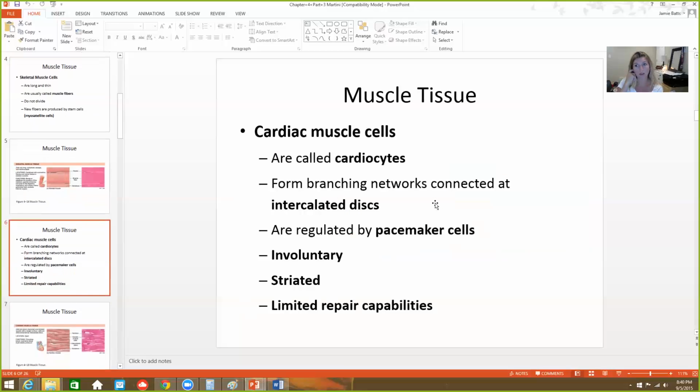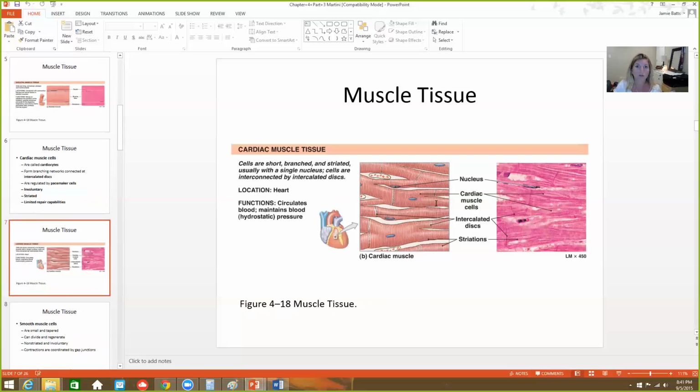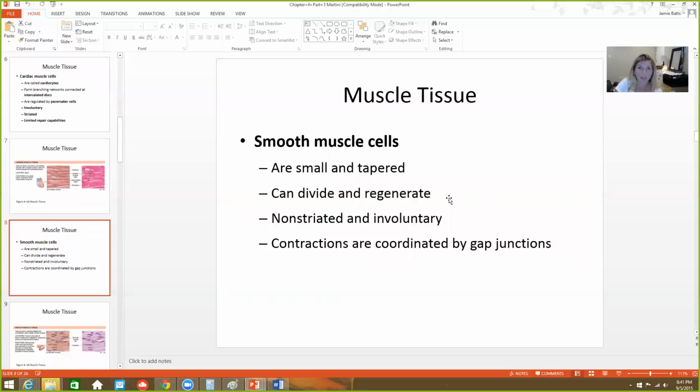There's cardiac muscle cells, or cardiocytes. These are branched. They're not long and cylindrical. They're actually branched, and they connect together through a structure called an intercalated disc. They're involuntary and striated, and they have very limited repair capabilities, which you know if you know anyone that's had a heart attack. So they are branched, much different than the skeletal muscle. Those intercalated discs help to coordinate their contractions. And again, we'll talk about that later when we get into the heart, which is next semester.